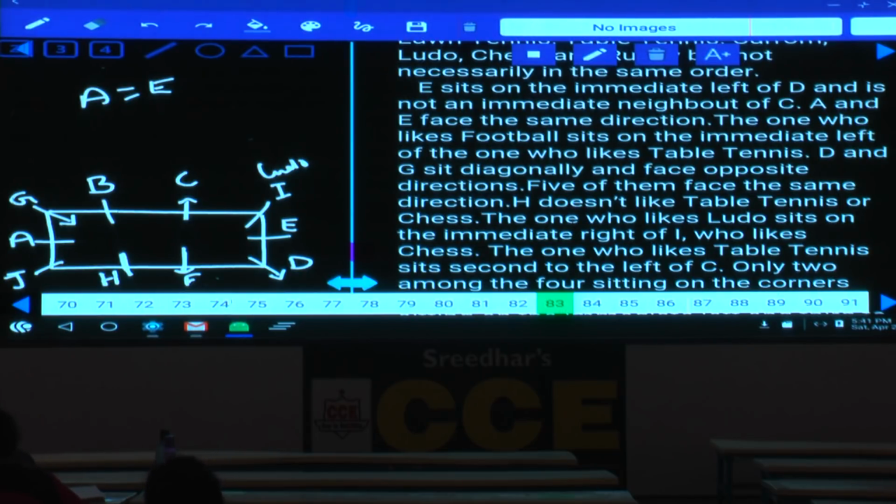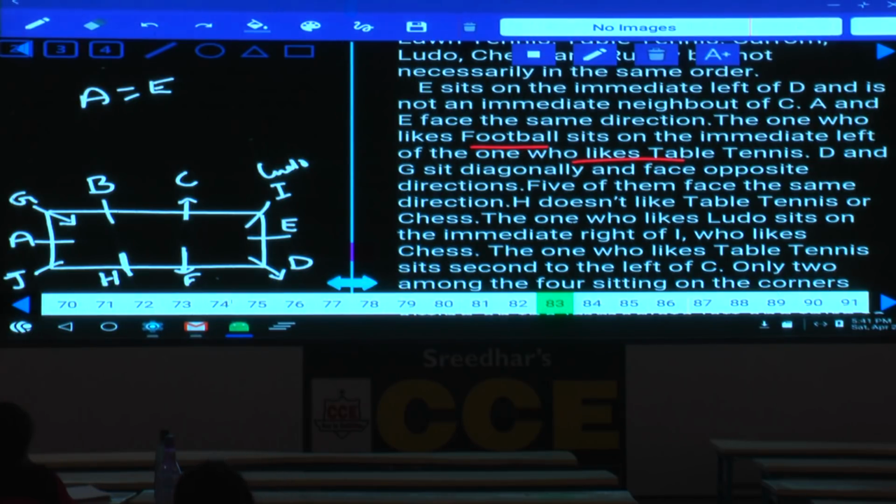A and E are facing the same direction doesn't mean that both the persons are facing the center, isn't it? If A and E were facing each other, then they would be towards the center only. Same direction. And A and E face the same direction. The one who likes football sits on the immediate left of the one who likes table tennis. Football and table tennis must be adjacent to each other.